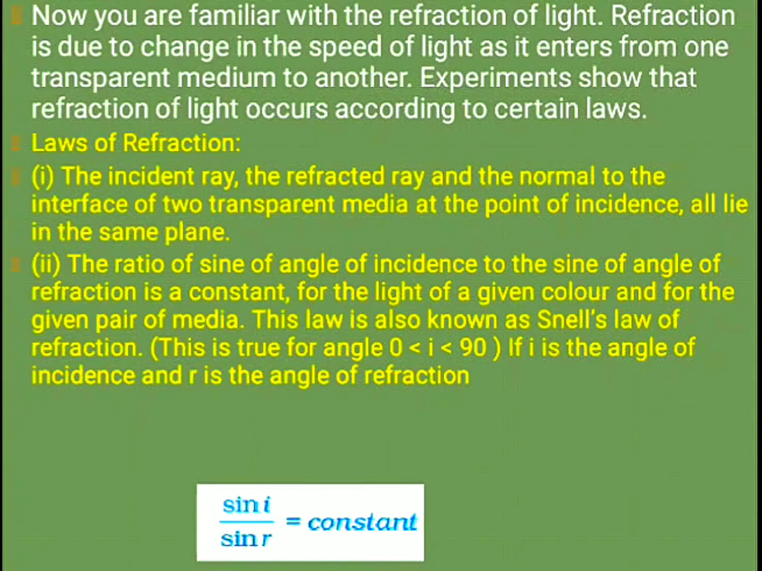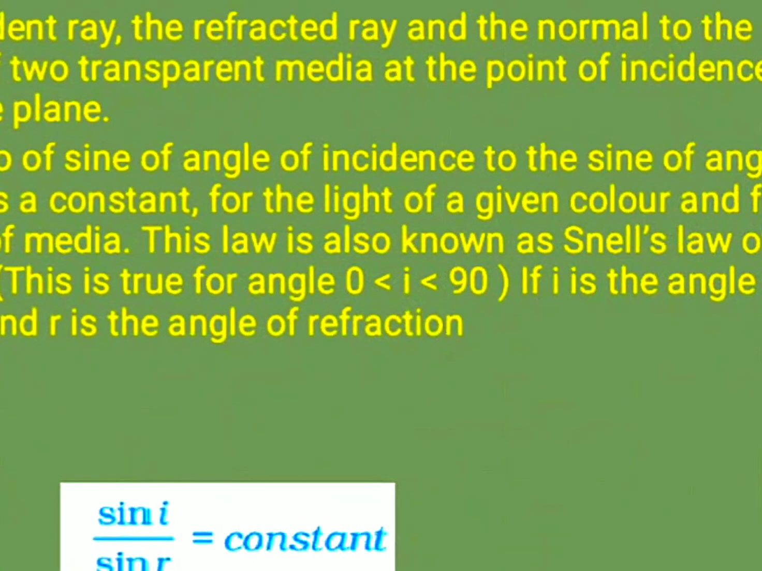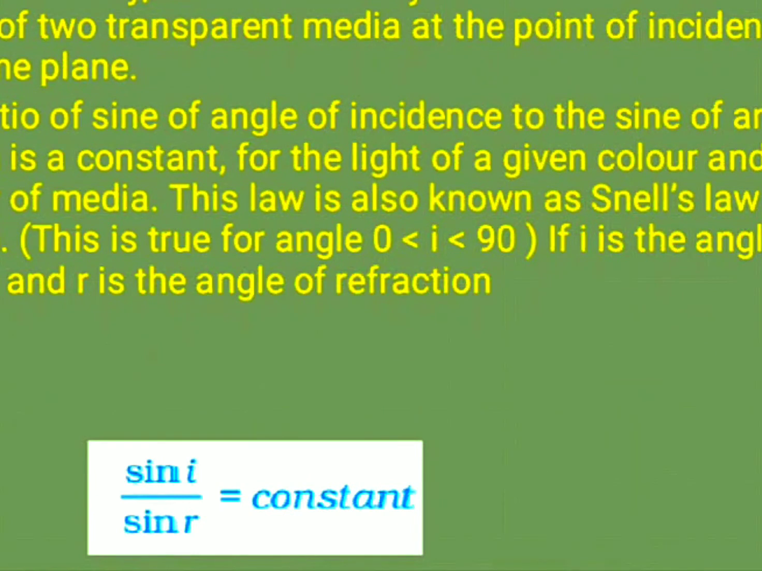Second, the ratio of sine of angle of incidence to the sine of angle of refraction is a constant for the light of a given color and for the given pair of media. This law is also known as Snell's law of refraction. That is, sine i upon sine r is equal to constant.